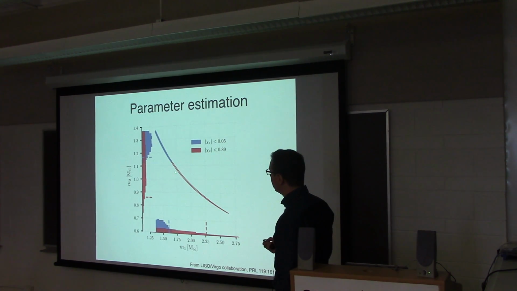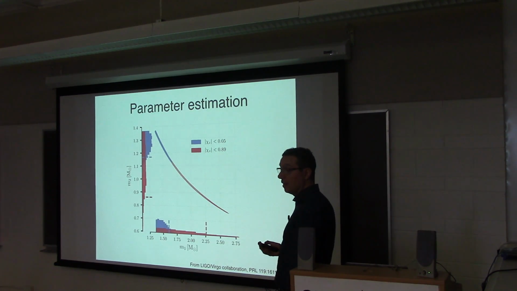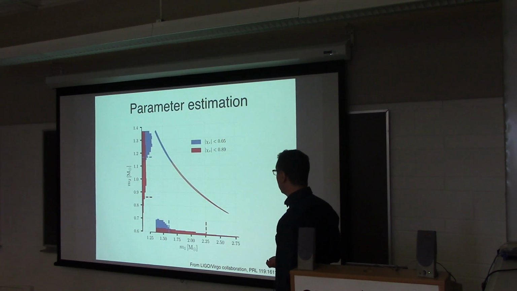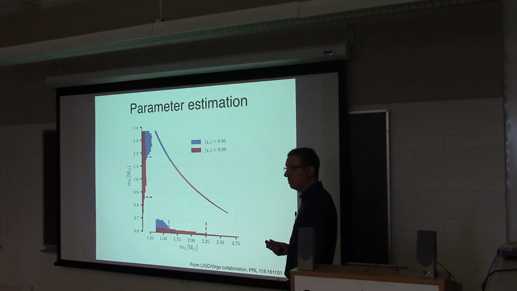The total mass of the system is also very well constrained, especially if you assume that the two neutron stars had a small spin, while otherwise the total mass is more uncertain, while the mass ratio is not as well constrained, especially if you allow for large neutron star spins.